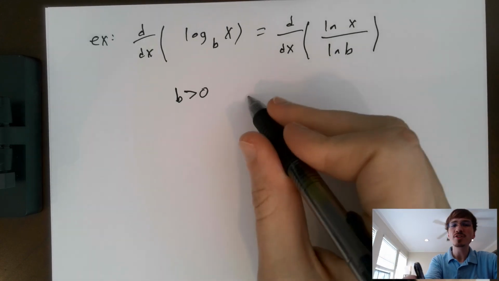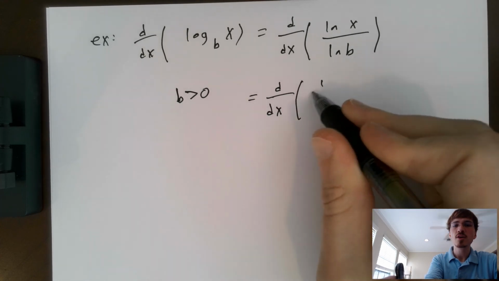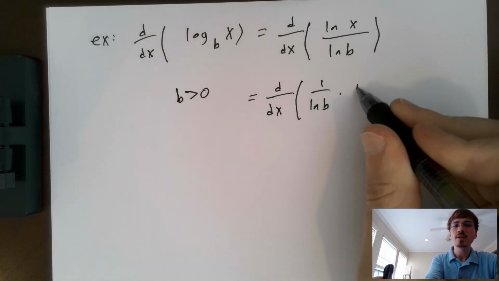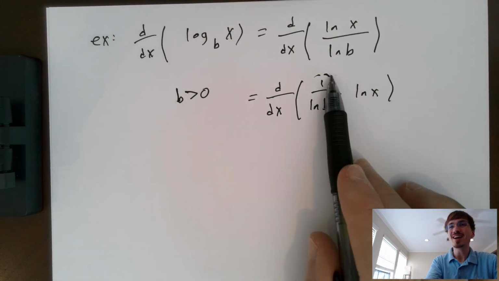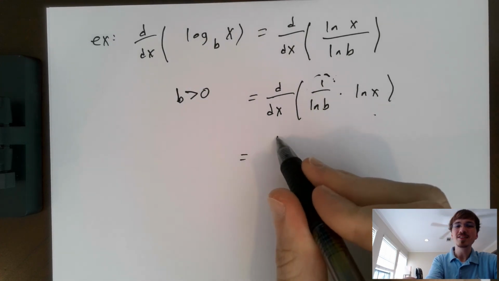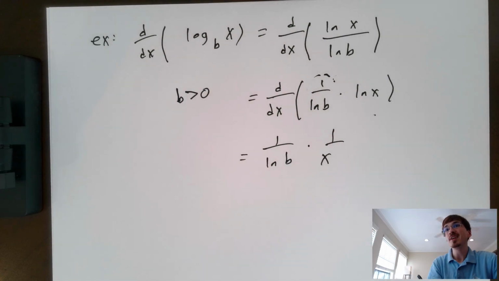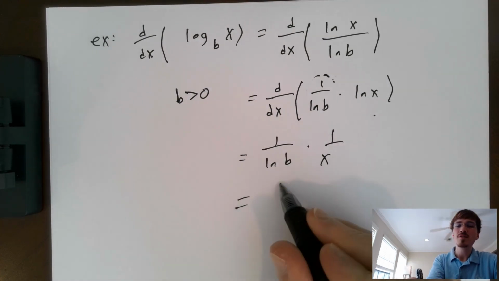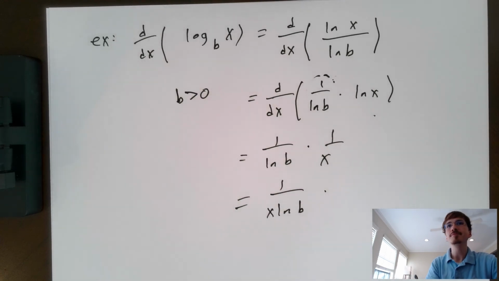So let's rewrite it just to make sure that we see how to take the derivative here. So the derivative with respect to x of 1 over the natural log of b times the natural log of x. So what's the derivative of a nice easy constant times the natural log of x? It's your nice easy constant times 1 over x. That's kind of nice. Most people don't write it this way though. They write it as 1 over x times the natural log of b. Cool. Let's do an example.